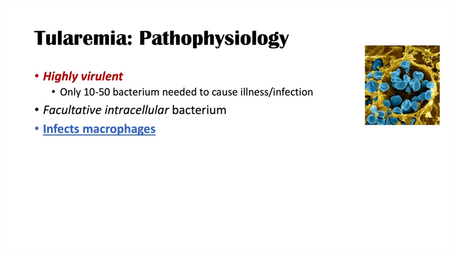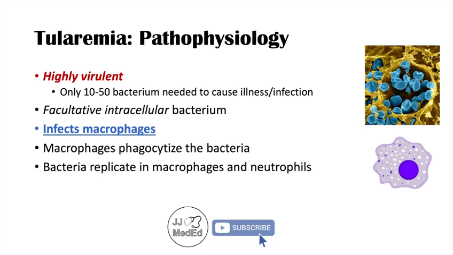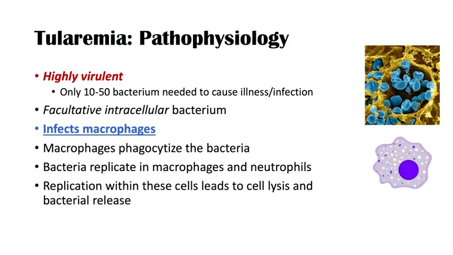So macrophages are cells responsible for phagocytosis. And what happens is the macrophages actually phagocytize the bacteria like they're supposed to, but the bacteria can survive inside those cells. They actually replicate inside macrophages, and they can also replicate inside neutrophils. And through replication, they essentially lead to a lysis of the cell. So the cell essentially dies and ruptures, allowing the spread of these bacteria outside of that cell to infect other cells. So they can continue to infect other macrophages and neutrophils.